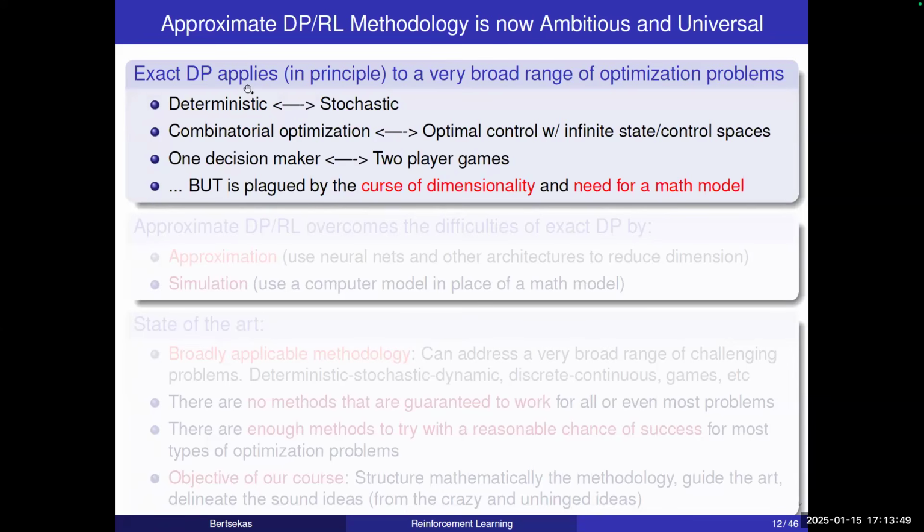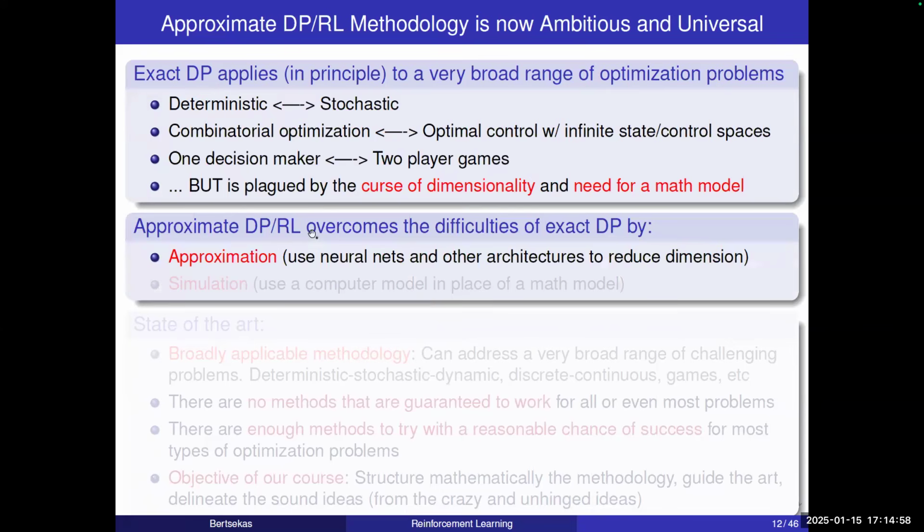On the other hand, exact dynamic programming, from the very beginning, was recognized for its implementation difficulties. It's plagued by the curse of dimensionality, by which we mean the exponential explosion of the computational requirements as the dimension of the problem increases. And there's a second curse here, the need for a mathematical model. In order to implement exact dynamic programming, you need to have equations about how the state of the system evolves, about how the control affects the state of the system, and so on. You need to have probabilistic descriptions of uncertainties in the evolution of the system. All of this is very hard to get. So these were the two principal difficulties of exact dynamic programming that limited its application in practice, despite the fact that it is applicable to a very broad range of problems.